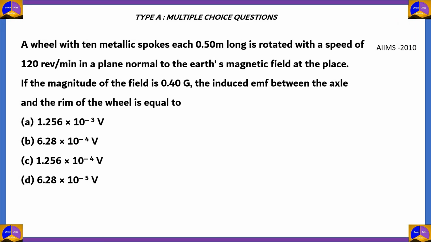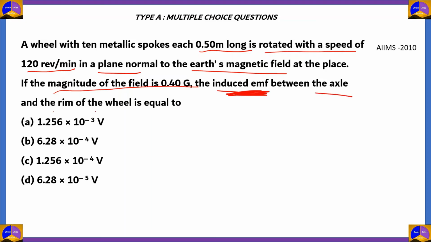A wheel has 10 metallic spokes, and each of these spokes is 0.5 meters long, and they're rotated with a speed of 120 revolutions per minute. This is done in a plane normal to the Earth's magnetic field at a place. If the magnitude of the field is 0.4 G, the induced EMF, which is what we have to find out, between the axle and the rim of the wheel is equal to. So we need to find out the EMF caused by the metallic spokes.